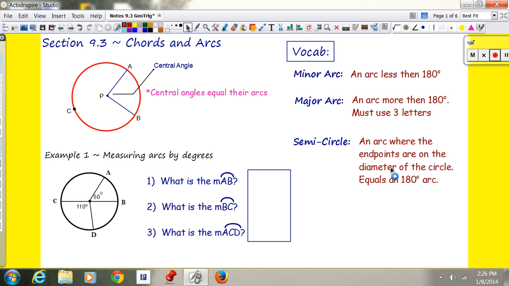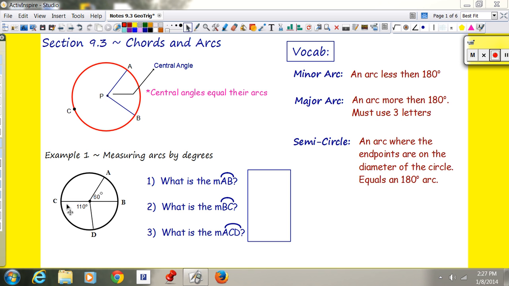And a semicircle is what I said was half a circle. Semi really means half here. An arc where the endpoints are on the diameter of the circle is going to equal 180 degrees. So if point A came straight across and made a complete straight line over here, that would be a diameter, and then your semicircle would be half of that. It's technically a major arc, but major arcs we usually call more than 180. If it's exactly 180, we'll call it a semicircle.